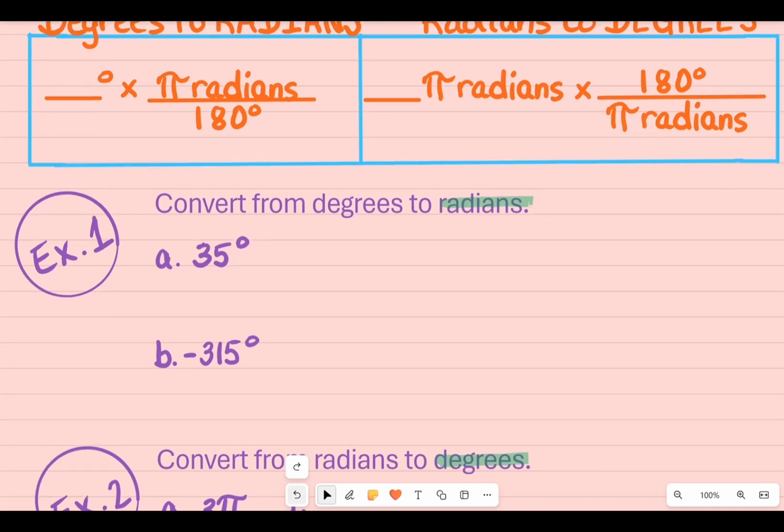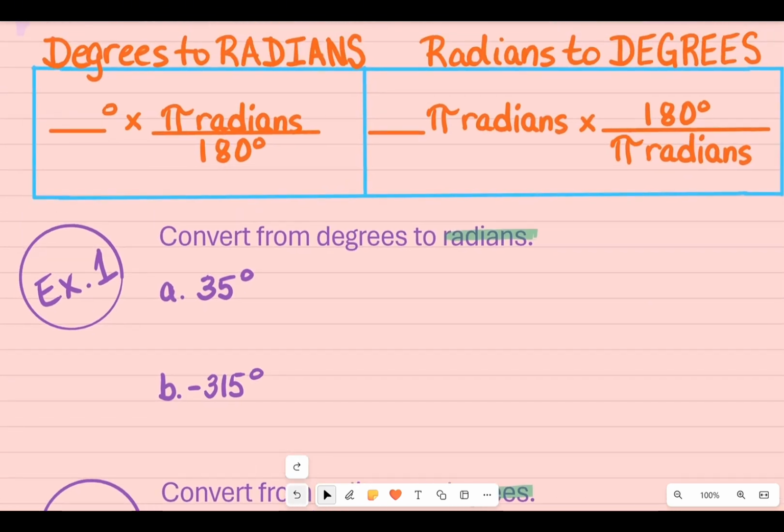Example 1, I'm asked to convert from degrees to radians, and I'm given a degree, and I want to use that very first formula on the left-hand side to do so. So what I'm going to do is multiply this degree that's given by pi radians, and I'm going to divide that by 180 degrees.